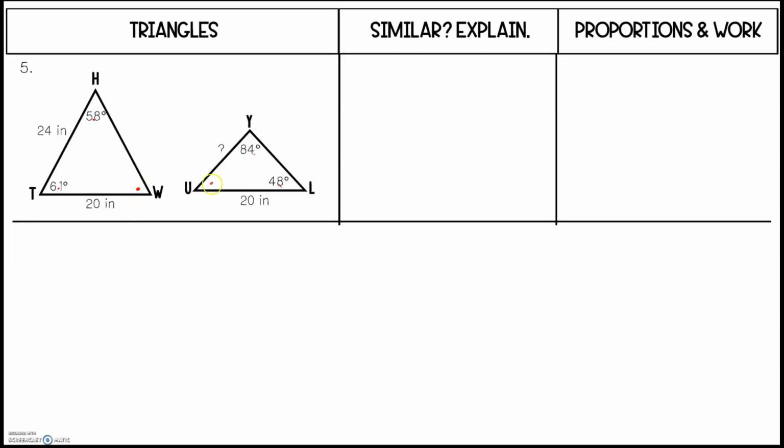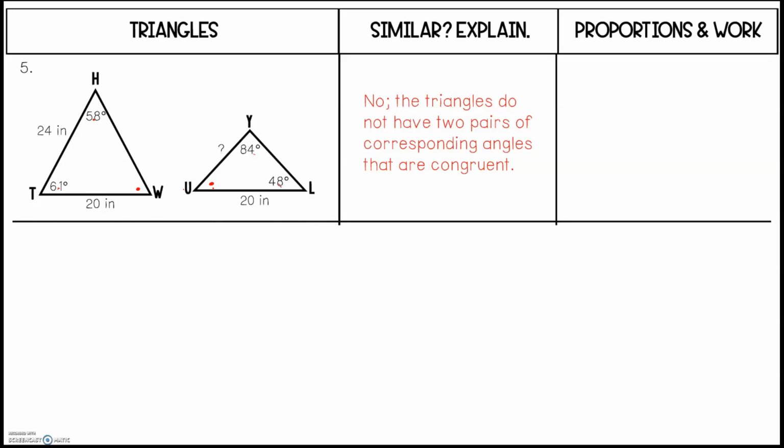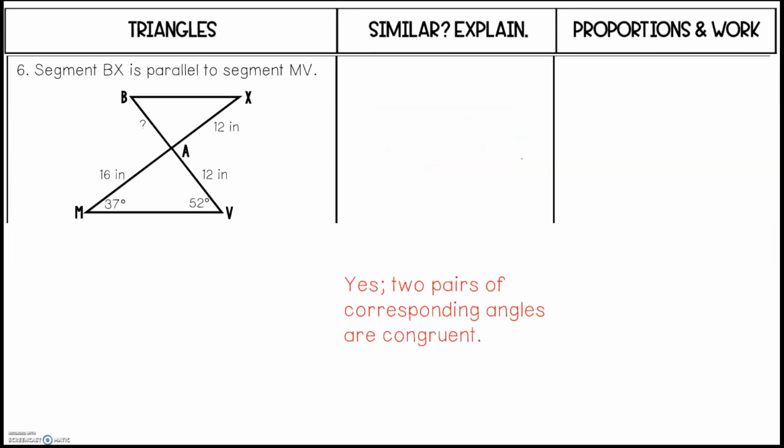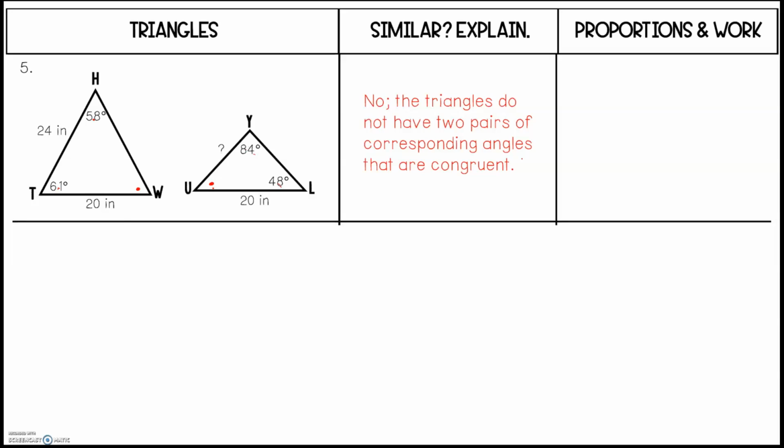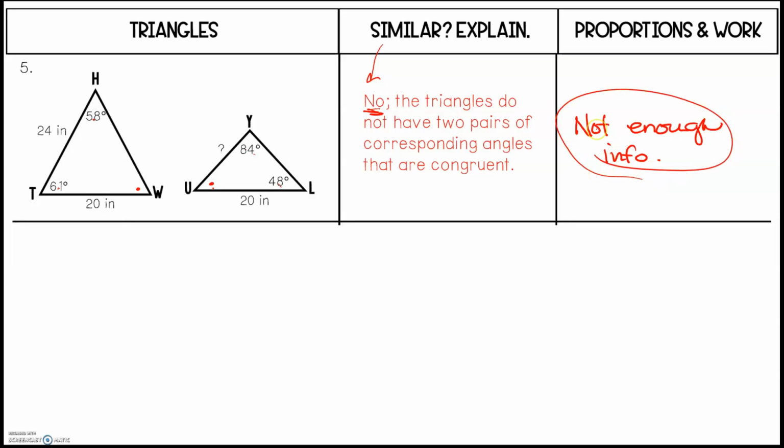So even if this one and this one were congruent, I only have one pair of congruent angles, so these are not similar. The triangles do not have two pairs of corresponding angles that are congruent. Therefore, I cannot find the proportions because there's not enough information here. I don't know which sides go together. So when our triangles are not similar, I cannot use proportions to solve for a missing side.